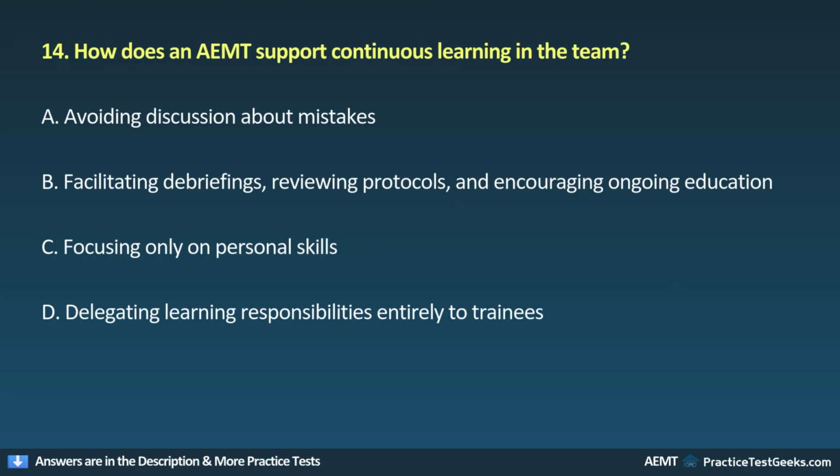14. How does an AEMT support continuous learning in the team? A. Avoiding discussion about mistakes. B. Facilitating debriefings, reviewing protocols, and encouraging ongoing education. C. Focusing only on personal skills. D. Delegating learning responsibilities entirely to trainees.